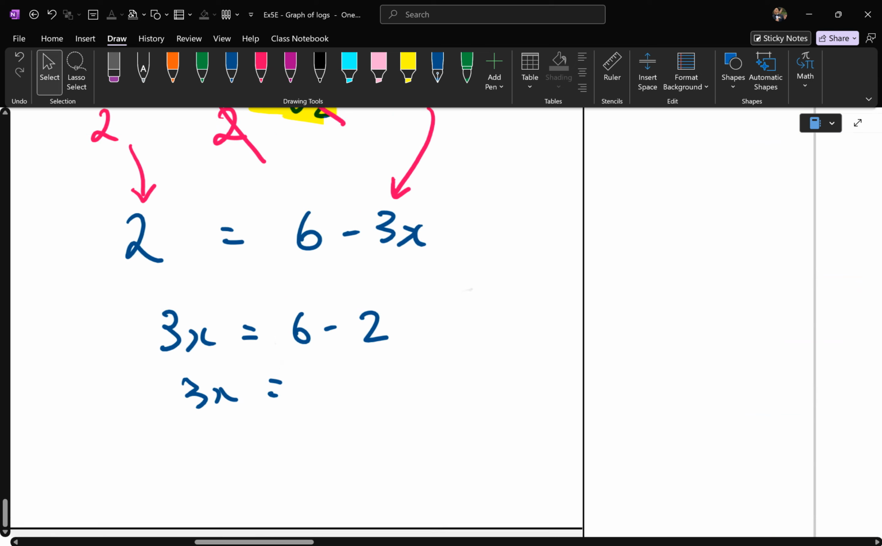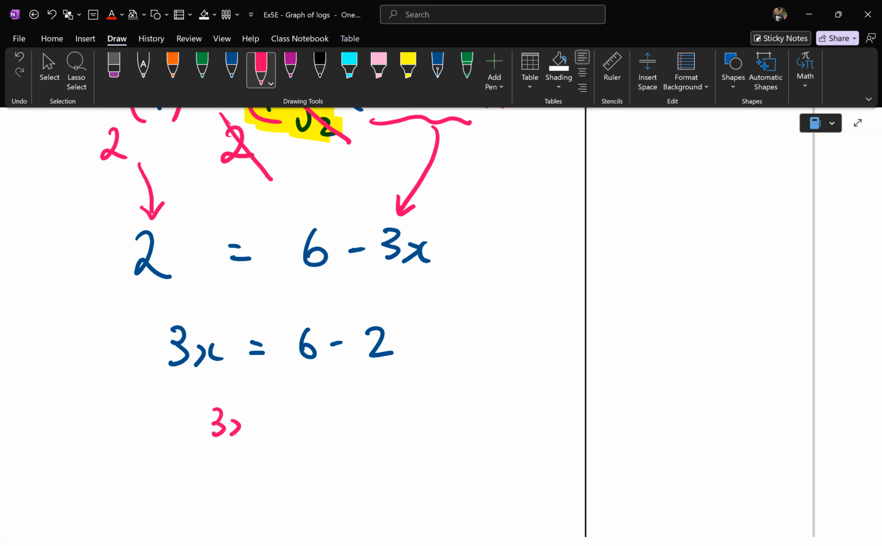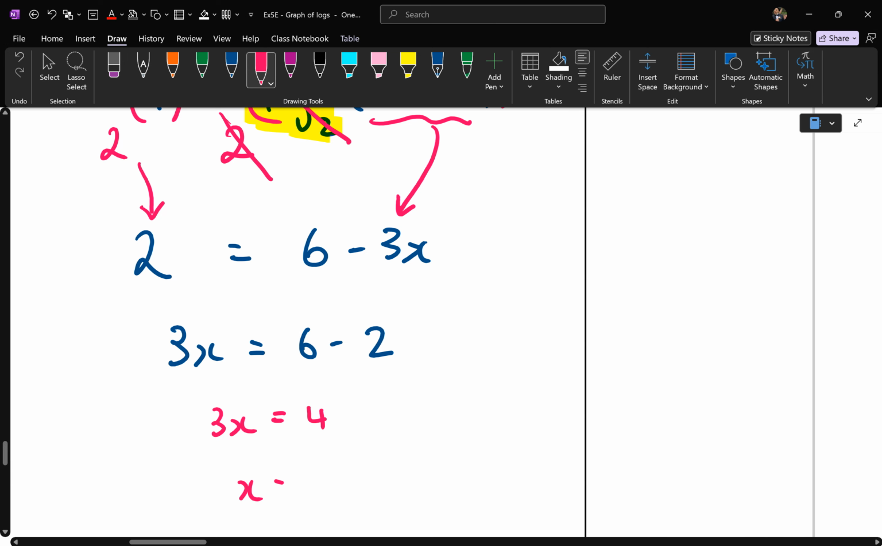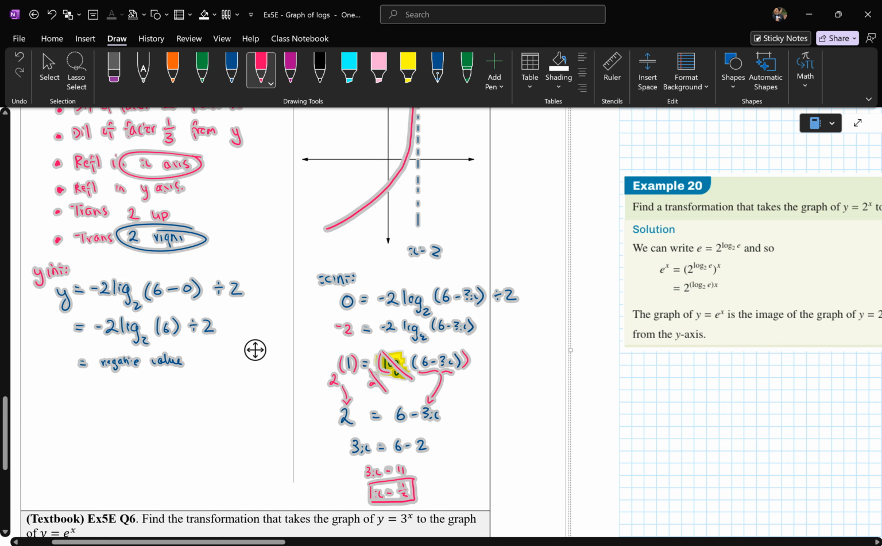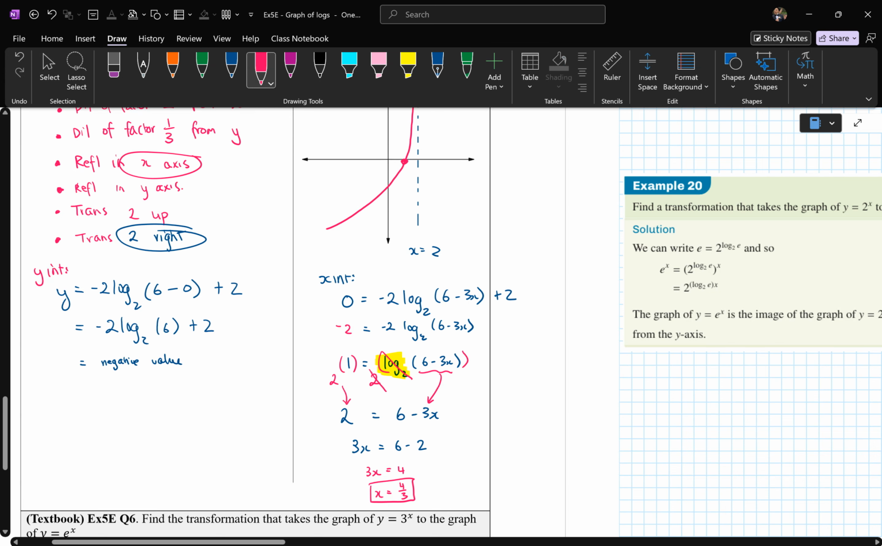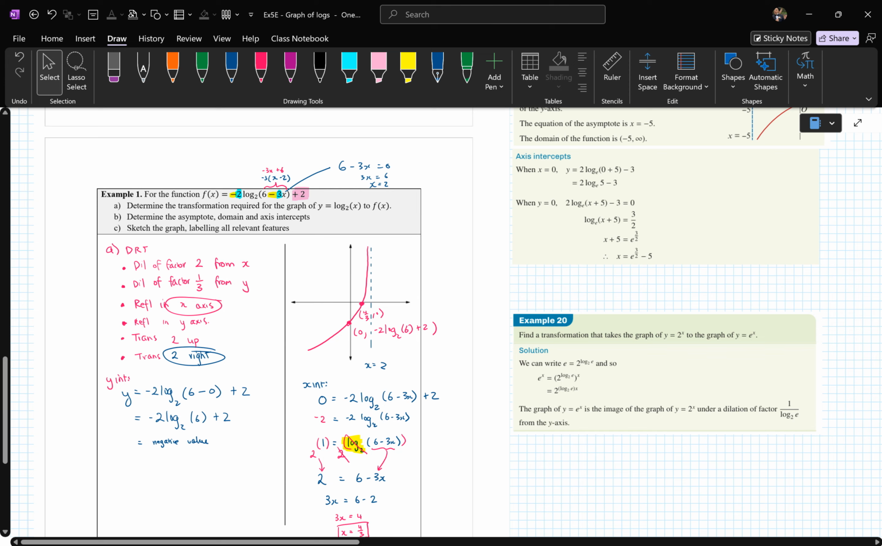Okay, from this step here, 3x equals 4, and x equals 4 on 3. So far, it doesn't look too bad. It looks about right. 4 on 3 is less than 2, so that's correct. So the point is (4/3, 0). The y-intercept is when x is 0, and you've got this massive number, negative 2 log 2 of 6 plus 2. And you've got your asymptote. Sketch the graph and the domain.